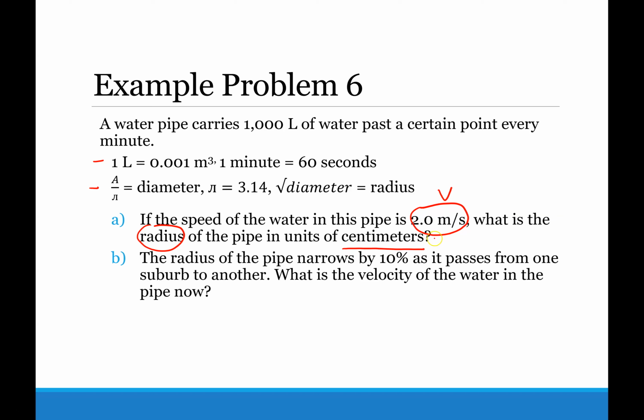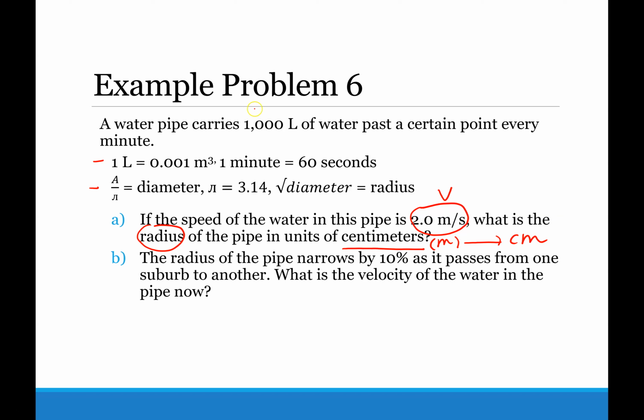So we know that radius is usually measured in meters. So we're going to have to convert from meters to centimeters as our last step. So with this problem, we're pretty much starting in the last bit of it and working our way back to the first part of it. So we know that we need to go from meters to centimeters in the end, which means that we need to get a radius in units of meters.